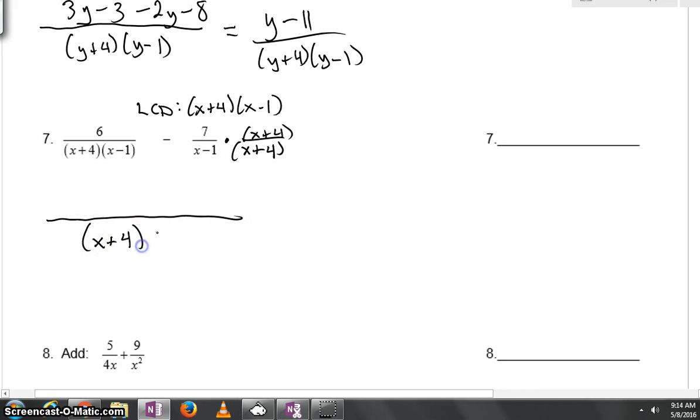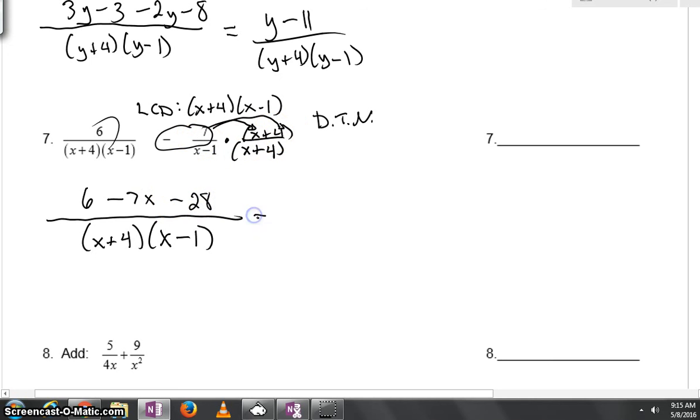And what I want you to see is that right now we have one fraction, a common denominator of x plus 4, x minus 1. The 6, there's nothing to do except copy it down. But the -7, we're going to distribute the negative. DTN, as I say so often. -7 times x, you get -7x. -7 times 4, you'll get -28.